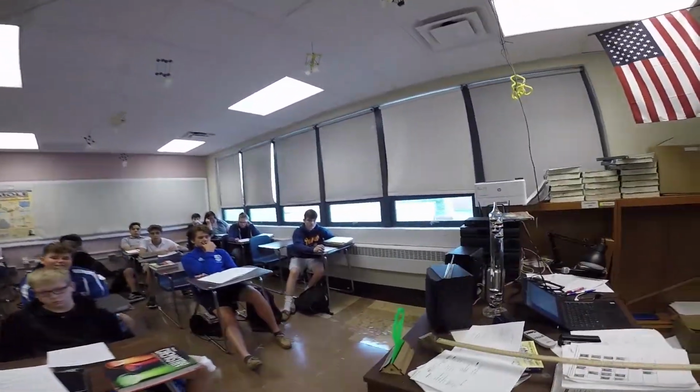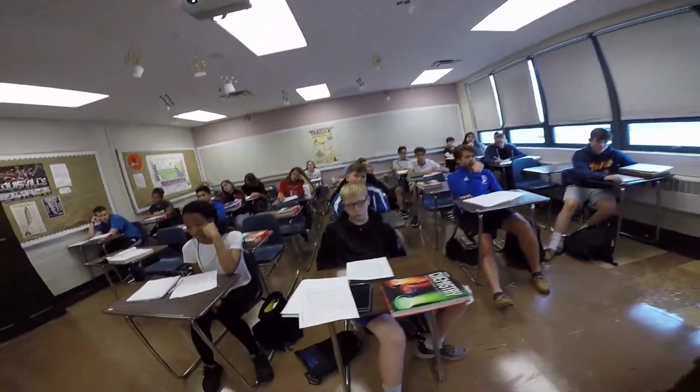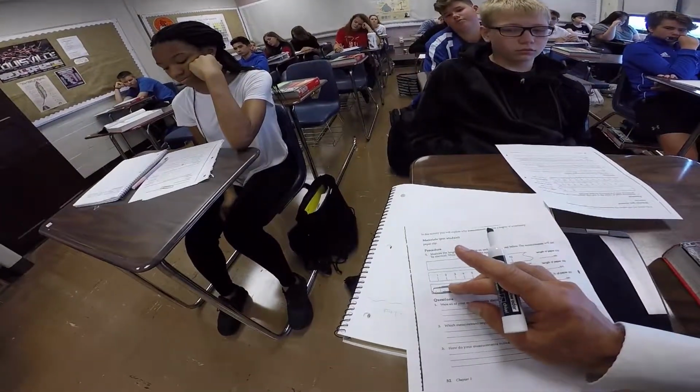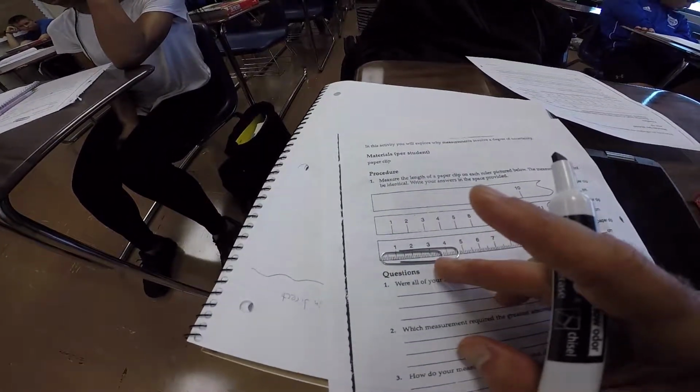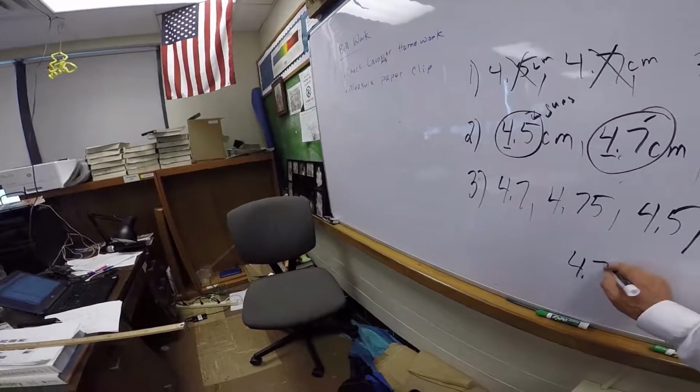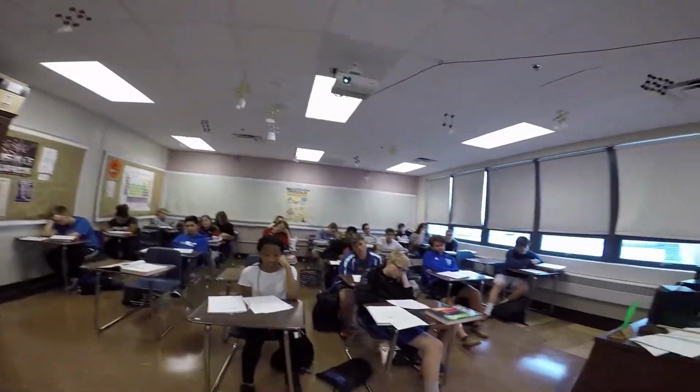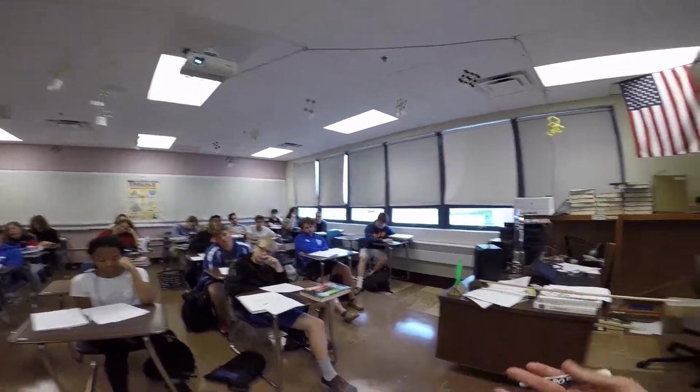Everybody, happy face. Yay. Everybody clear? Now the last one, we put the paper clip on, and we see that we have two knowns. We have 4 point, looks like 7. So I'm going to say 4.7. That's the known. 0 is your guess. It's very close to the 7. You have to put the guess there.